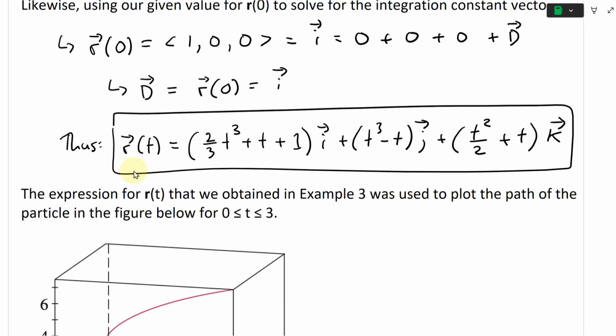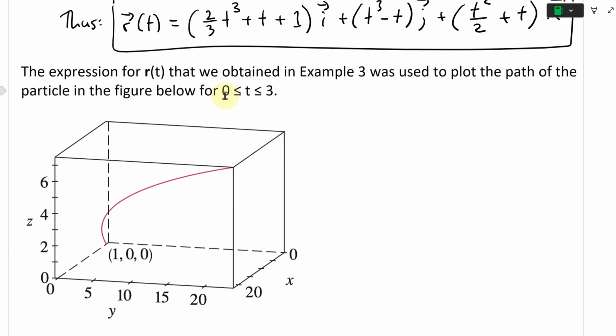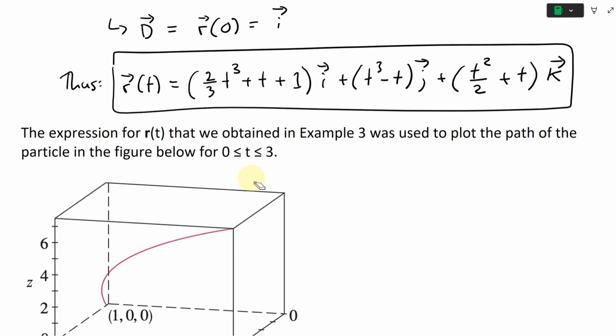Perfect. All right, going further, the expression here for this position vector, r of t, that we obtained in example 3 was used to plot the path of the particle in the figure below for t between 0 and 3, where 0 is less than t is less than or equal to 3. So here's the figure from my calculus book, and I'm going to graph it with GeoGebra, but before we get to that, we're given the initial point 1, 0, 0. And now this last point here looks like it's 8, I think. So we'll just look at this point right here.